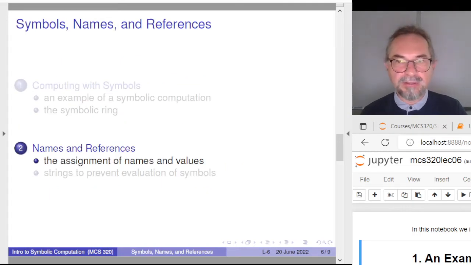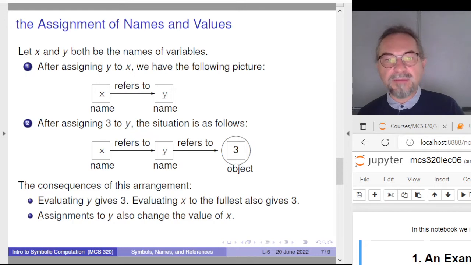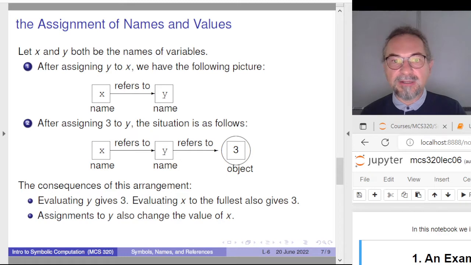Okay, so in the last part, we will look into the names and the references. When we assign variables, there are some side effects, especially when these variables do not have values yet. Here is an example. We have two names, x and y. If we assign y to x, then x refers to y. And both x and y are names of variables.